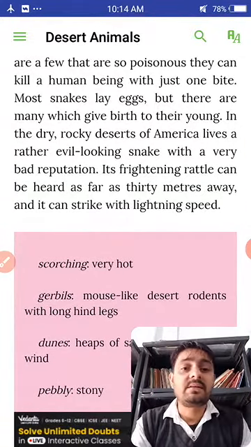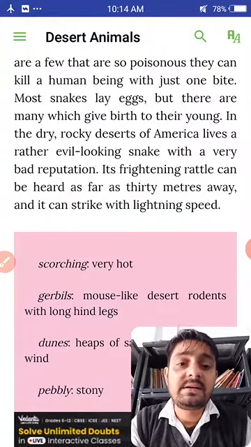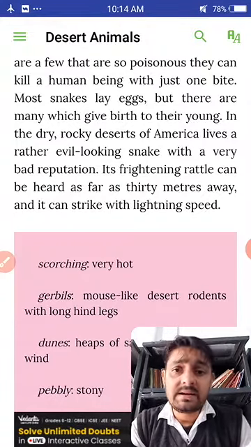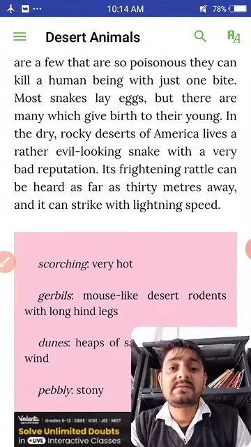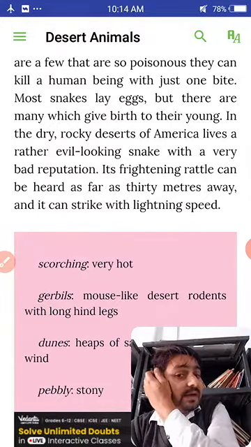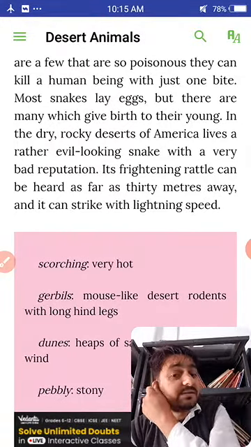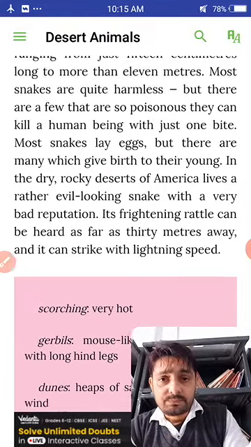Its frightening rattle can be heard as far as 30 meters away, and it can strike with lightning speed.